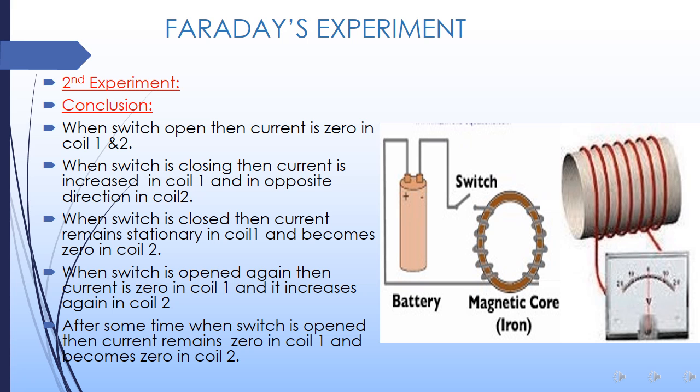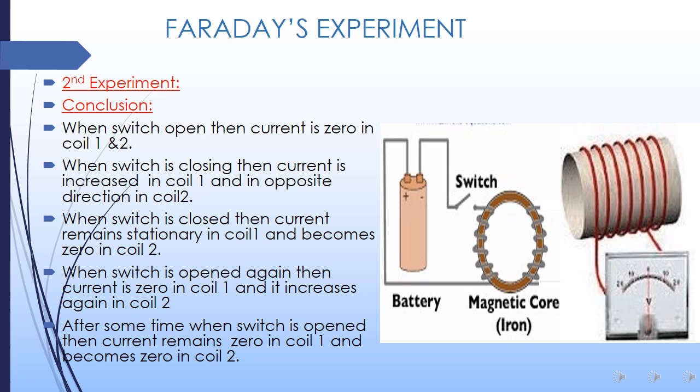Now what we have observed from this second experiment is, if the switch is open in the first coil, then there will be no current in the first coil and in the second coil also. Second observation is, if now we close the switch in the first coil, then the current starts increasing in the first coil and current also increases in the second coil.